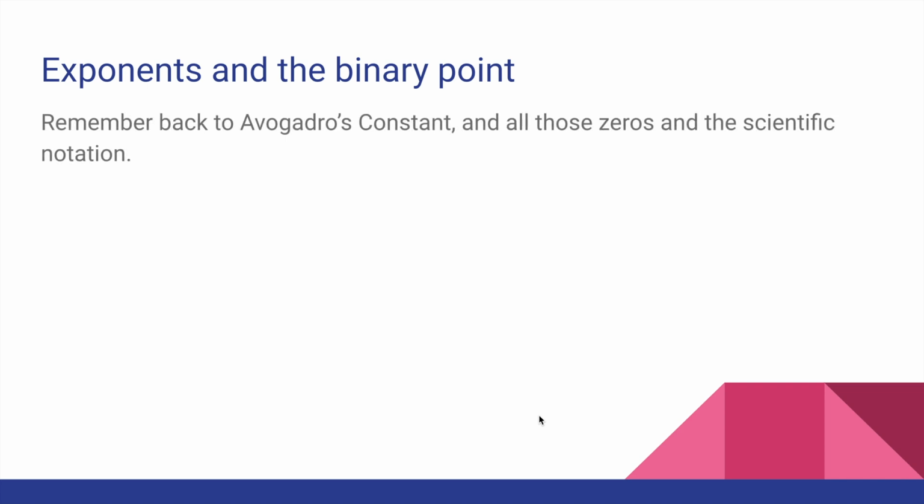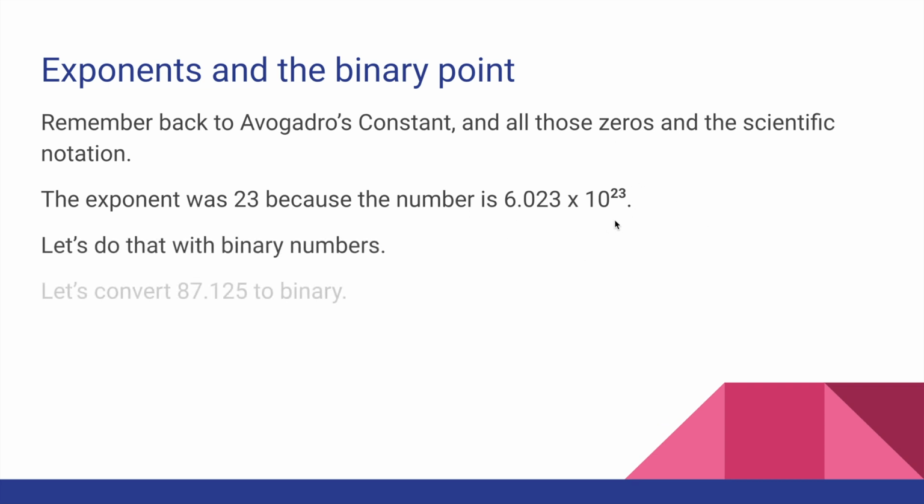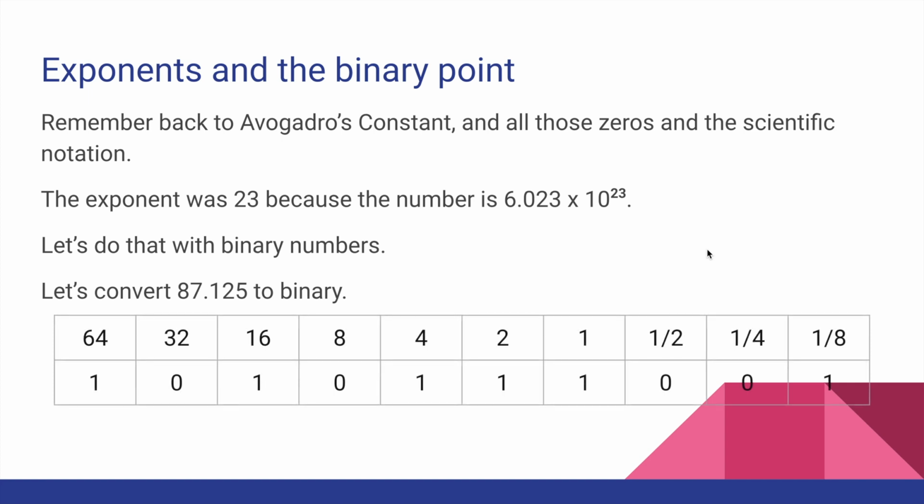So remembering back to Avogadro's constant with all those zeros and scientific notation, the exponent was 23 because the number was 6 times 10 to the 23rd power. Let's do this with binary numbers. Let's convert 87.125 to binary. So 87 is 1010111, and then the 0.125 is 1/8, so 0.001. So there is my binary number.